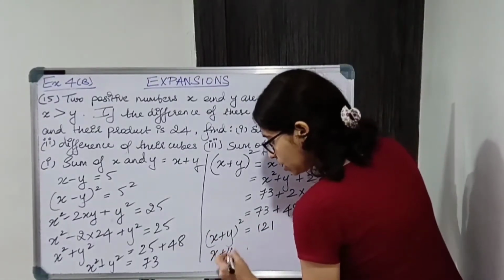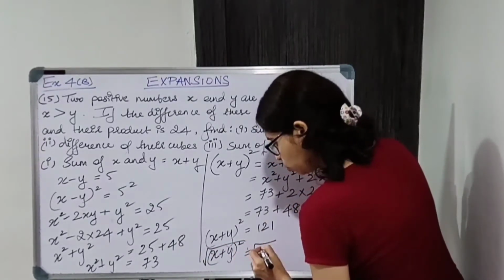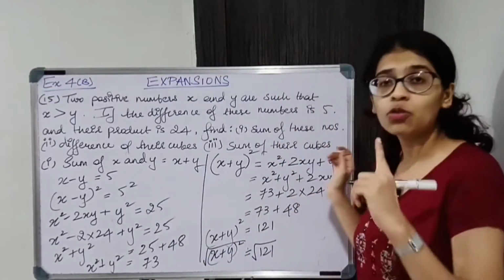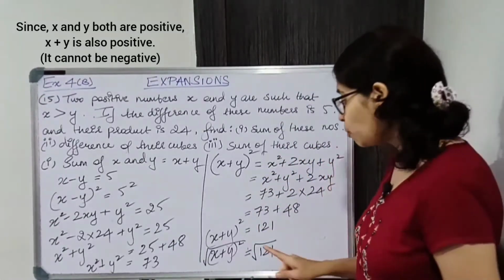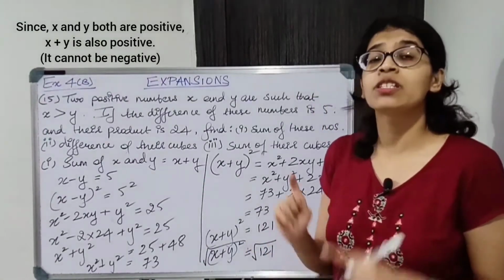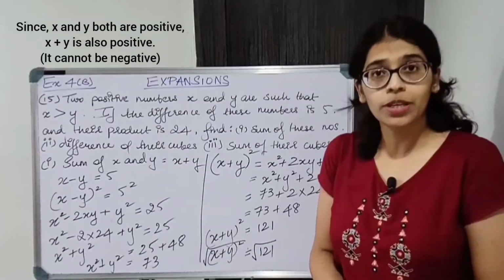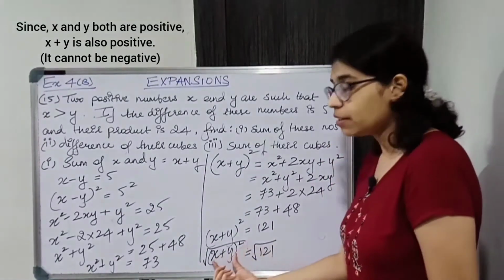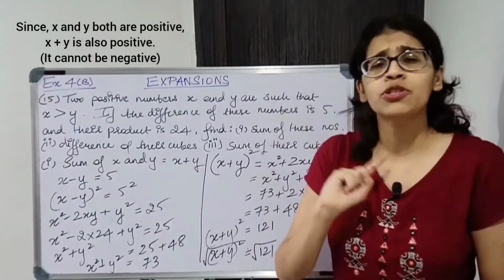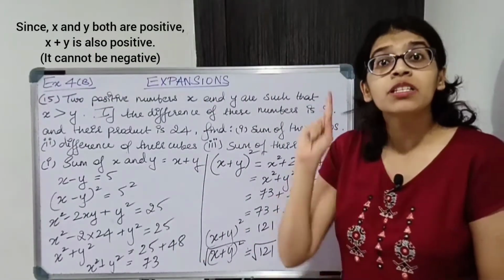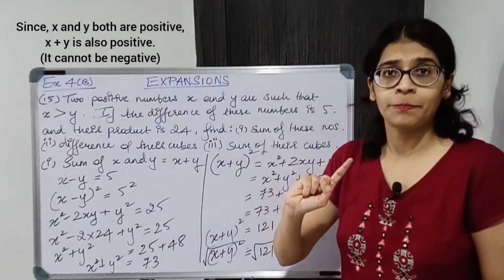So x plus y the whole square, take square root. Now normally when we take square root, what do we do? We put plus or minus sign, because the root can be positive as well as negative. Okay, so over here we will not take positive and negative values both, we will take only positive value, because the numbers are positive over here. It is mentioned two positive numbers.